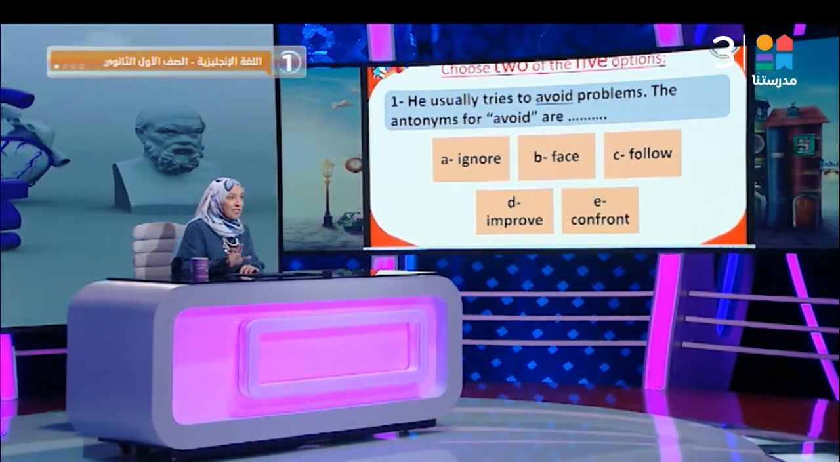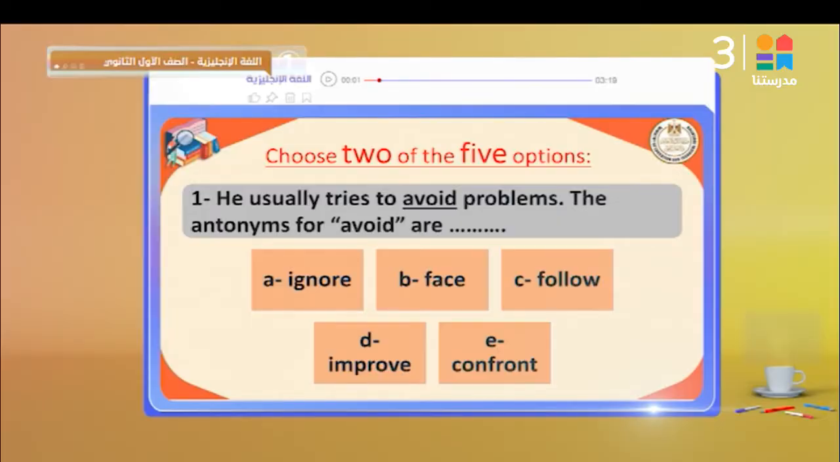The first question, as I told you, you will be asked to find 2 options of the 5 options. We have 5 options here, and you will find 2 which are antonyms. Let's read the question together. He usually tries to avoid problems. The antonyms for the word avoid are... We want to find 2 words which give the opposite meaning of the word avoid. You know the word antonym means the opposite.